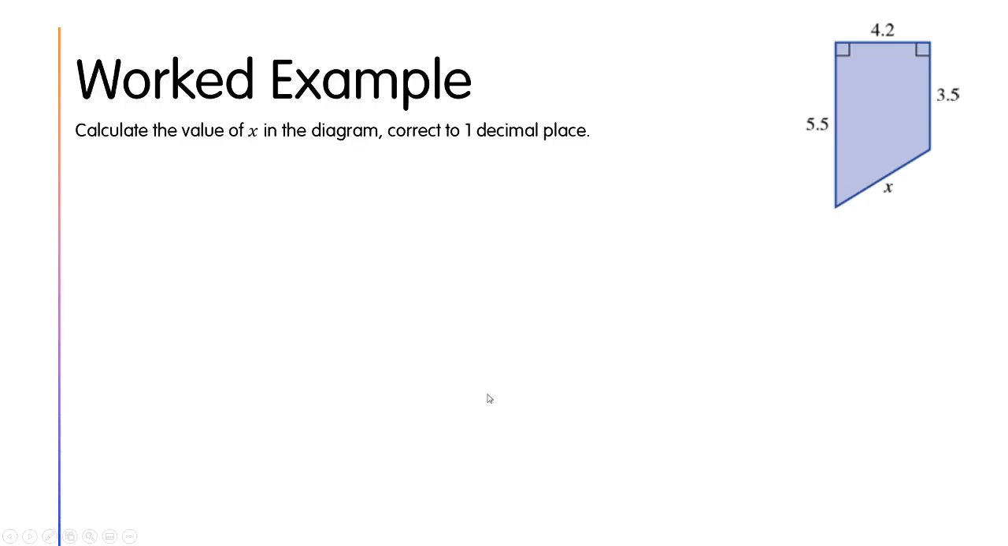So here's a worked example. Calculate the value of x to 1 decimal place. So similar trapezium to before. I have my thinking side. This is what's going through my head and the steps that we're doing. And this is what I'd show my teacher how I got to that answer.